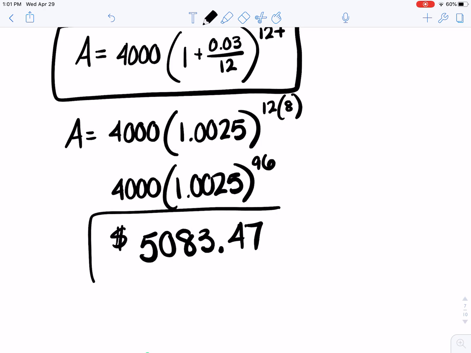Again, make sure that you can type it in your calculator and that you can get the same answers that I'm showing you on these problems.